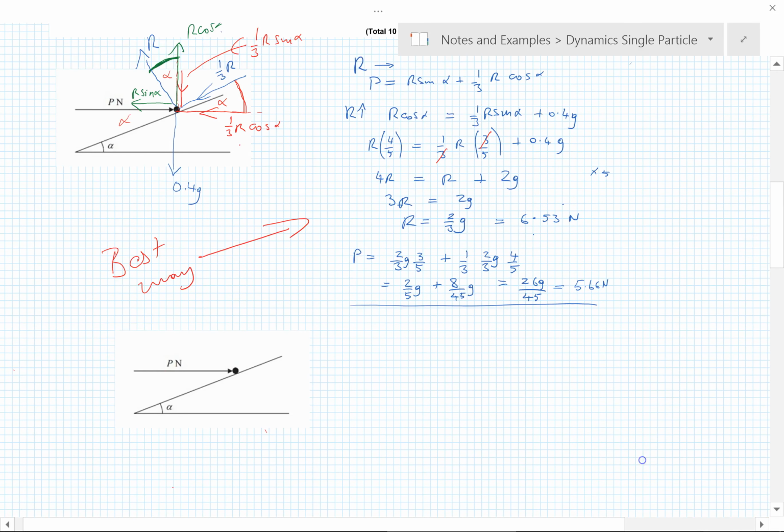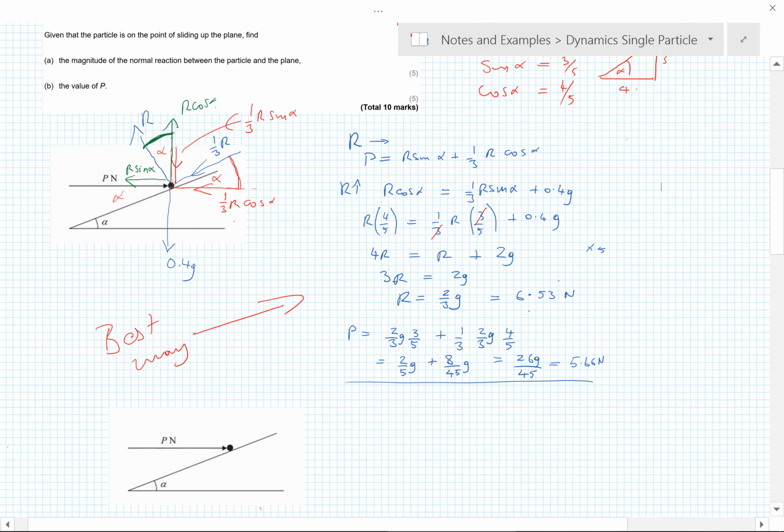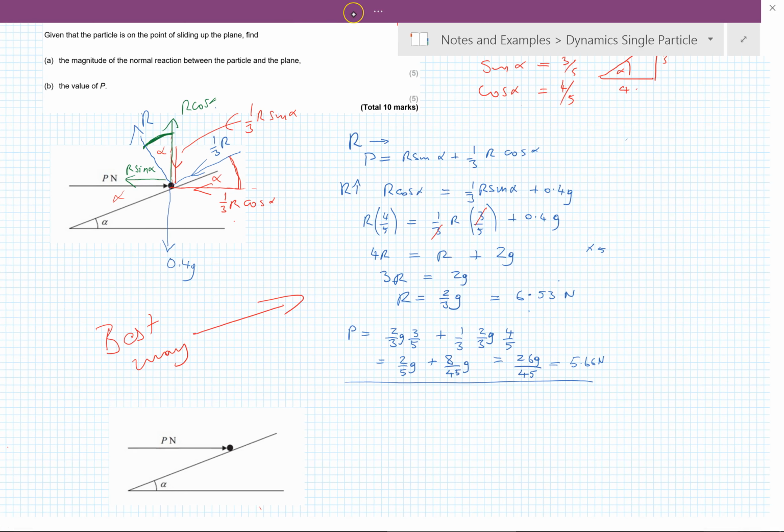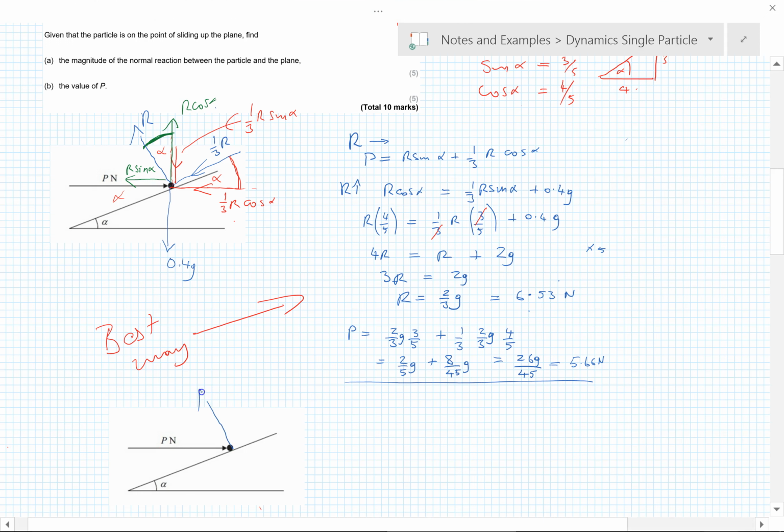so I think I better do it that way too. So it's the same question, but the way I'm going to draw my diagram is going to look a bit different because I'm resolving in a different direction. So let's draw the forces in. We've got a reaction force, we've got a weight, and we've got the friction, because it's on the point of moving down a slope, which is a third R, and 0.4 g.